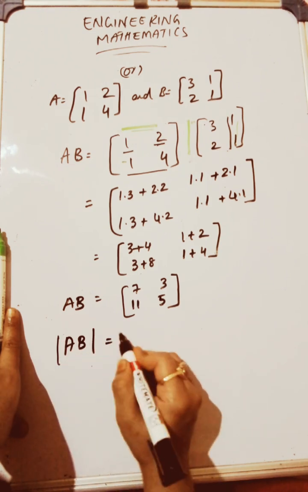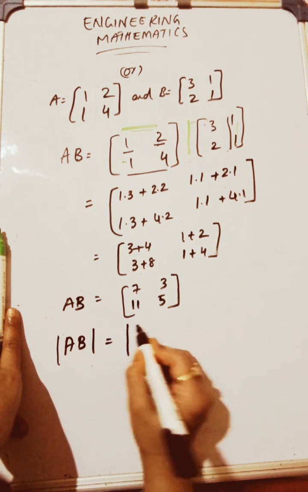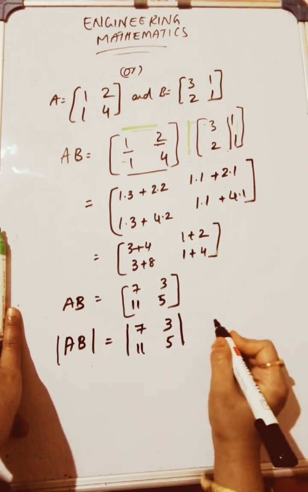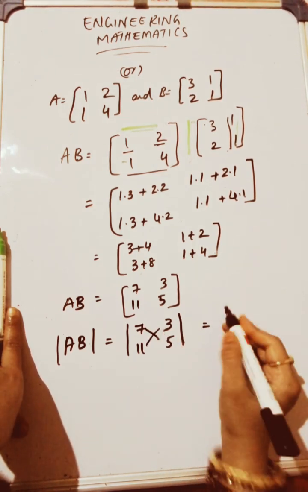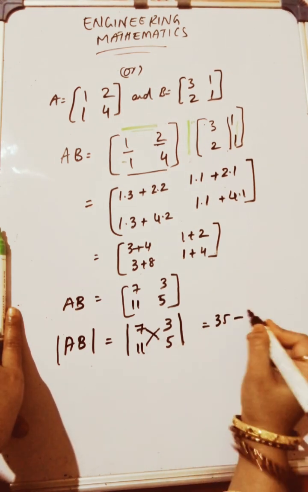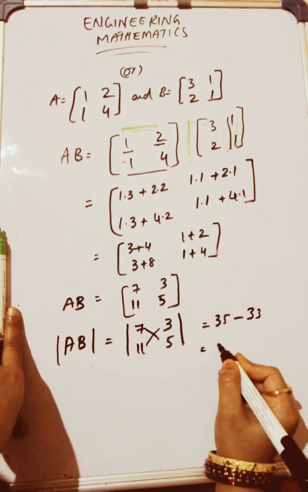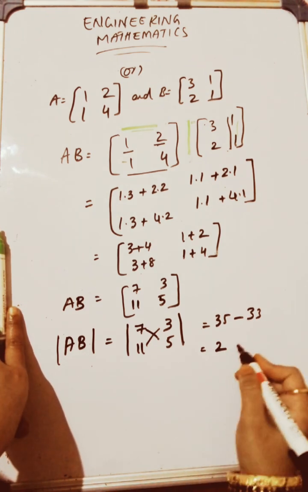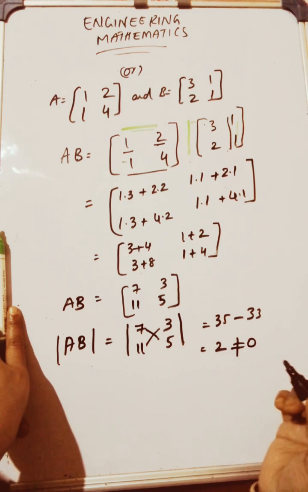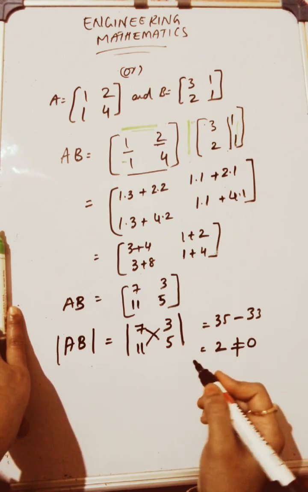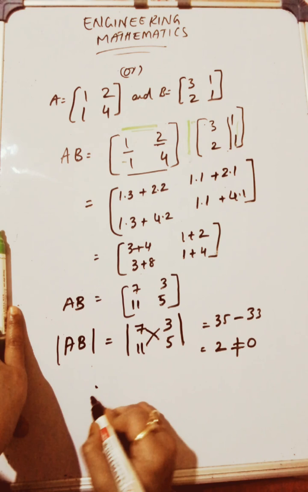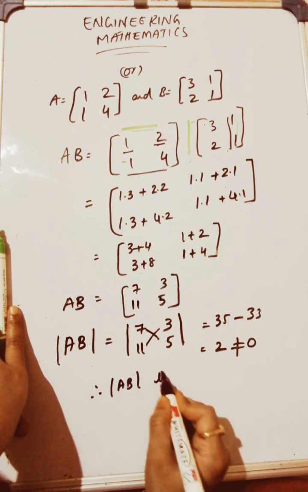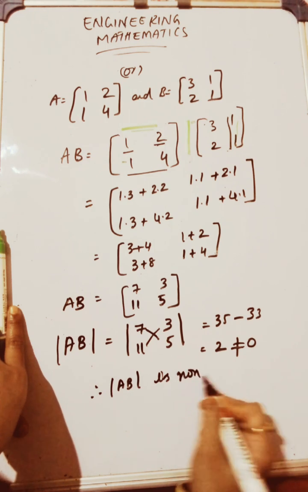Determinant of AB is equal to |7 3; 11 5|. Now determinant means this one and this one. 7 times 5 is 35, minus 11 times 3 is 33, which is equal to 2, which is not equal to 0. Therefore, AB is a non-singular matrix.